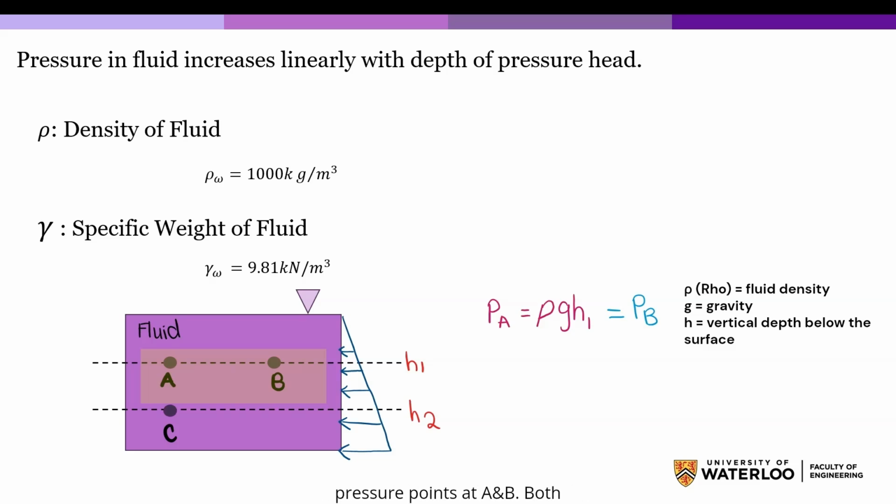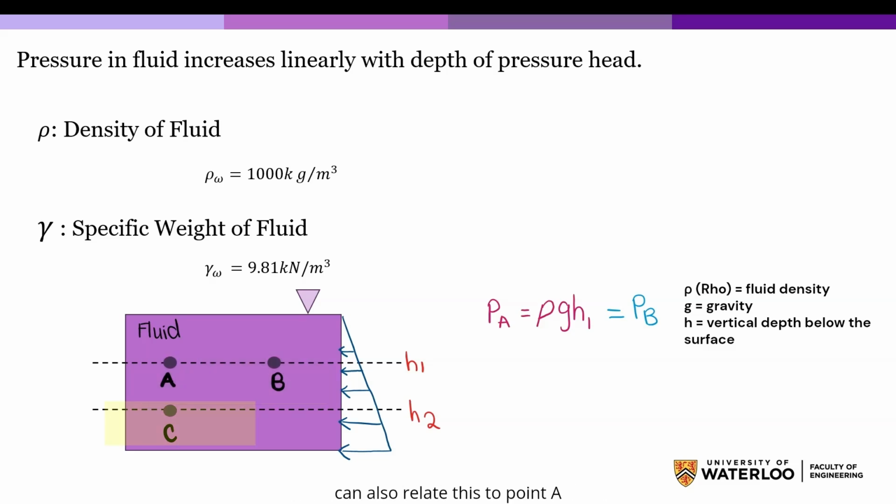So, the pressure at points A and B. Both A and B are at the same depth, H1, from the top. That means they both experience the same pressure. This is because in fluids, pressure only depends on the depth, not on the horizontal position. And the pressure at point C, we know, is deeper, at a depth of H2. So the pressure is given as such.